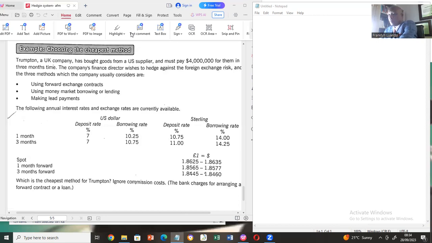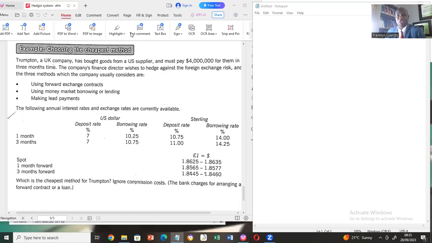So we are going to look at three methods in this question. That is using the forward exchange contract, using the money market hedging system, and also using lead payments. First, I'm going to explain the forward exchange contract.